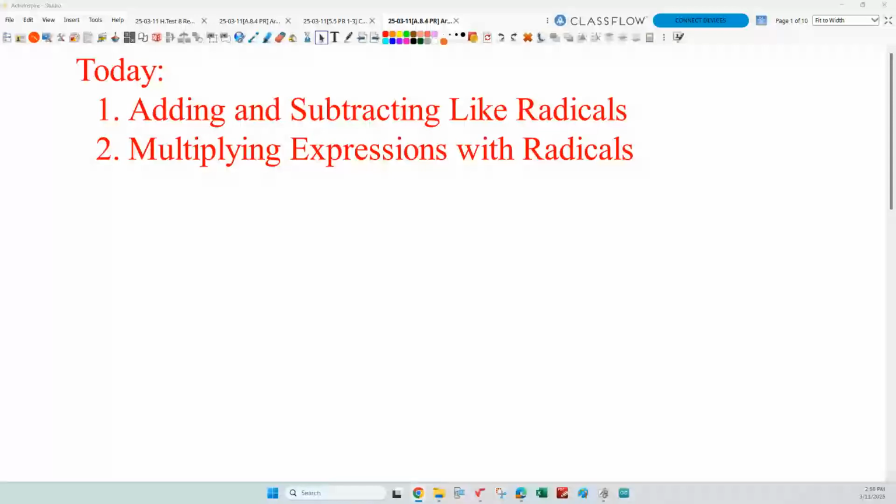This is a really short section. This will not take long. It's a very short assignment. I bet you'll have your homework done before the end of the period. So we're going to look at adding and subtracting like radicals and multiplying expressions that have radicals.